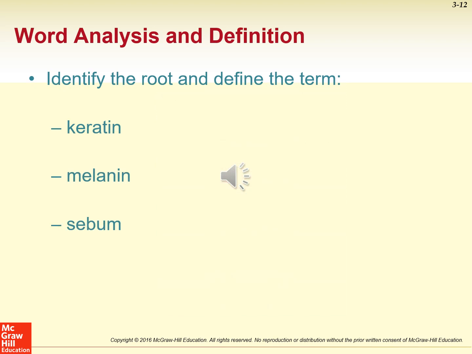The suffix "in" means substance. Kerat means hard protein. Keratin is protein present in skin, hair, and nails. Melan means black. Melanin is a black pigment found in skin, hair, and retina. Sebum is the Latin word for tallow or candle wax, and is a waxy secretion of the sebaceous glands.